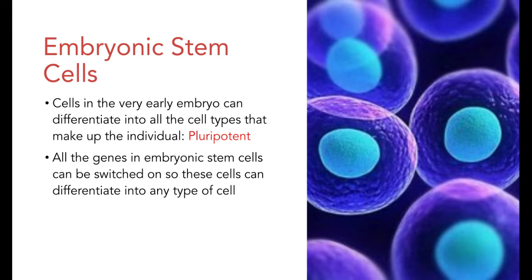All the genes in the embryonic stem cells can be switched on or have the potential to be switched on, and that's the explanation as to why it can turn into any type of cell. Now, it's really important in answers you make clear that it's got the potential to be switched on. Don't say that they are switched on. Otherwise, that stem cell will be making every protein that humans have, and that's not the case.